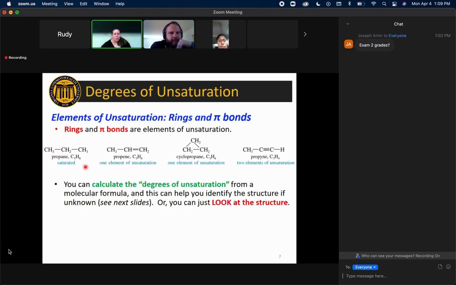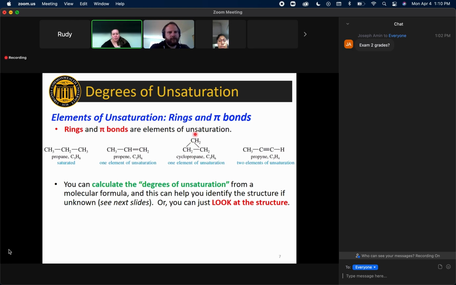So if we have propane, C3H8, propane has only single bonds and no rings. So it's a fully saturated molecule. And that should make sense also because the molecular formula fits with CnH2n+2. But we're going to focus just on the structures here. If we go one to the right and we look at propene, we can see this propene has a double bond in it. So that double bond has a pi bond, which represents 1 degree or 1 element of unsaturation.